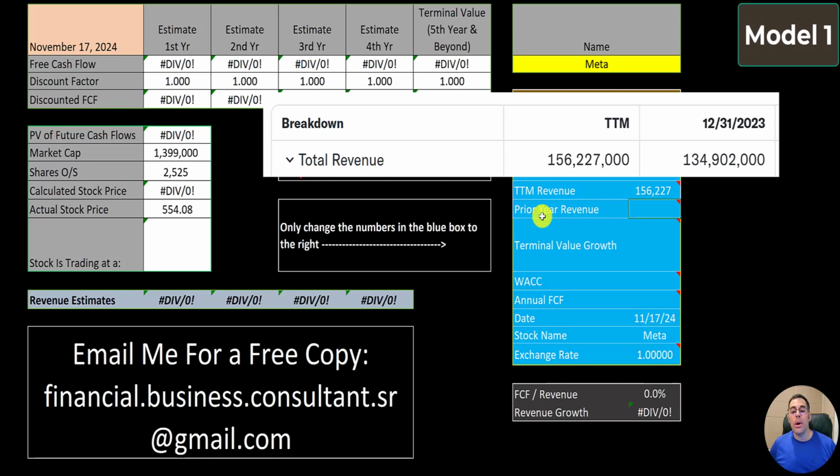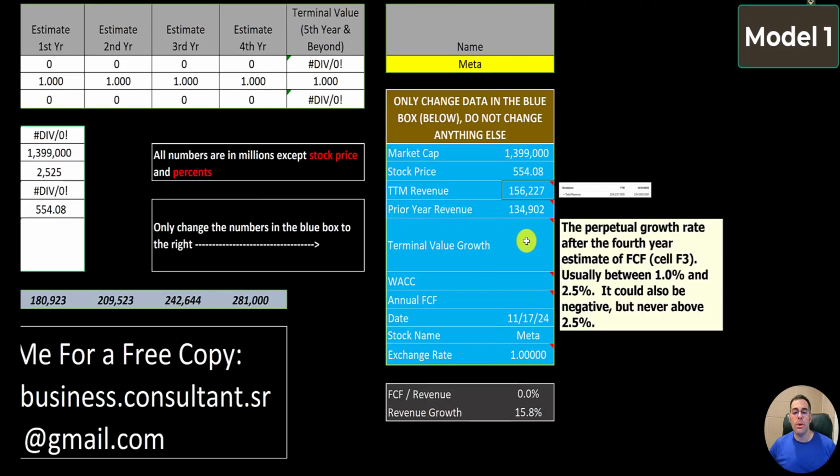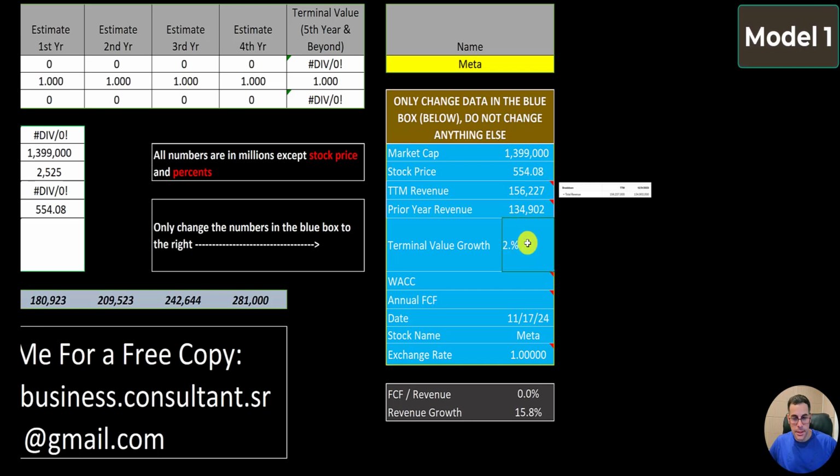And now enter the prior year revenue, which was their 2023 revenue, 134.9 billion. So let's enter that, 134,902, 123, 123. Next, we need the terminal value growth rate, which is how much the free cash flows will grow after the 4th year. Usually it's between 1 and 2.5%, but you don't want to go above 2.5%. So with a good company like Meta, I'm going to put 2.5%.